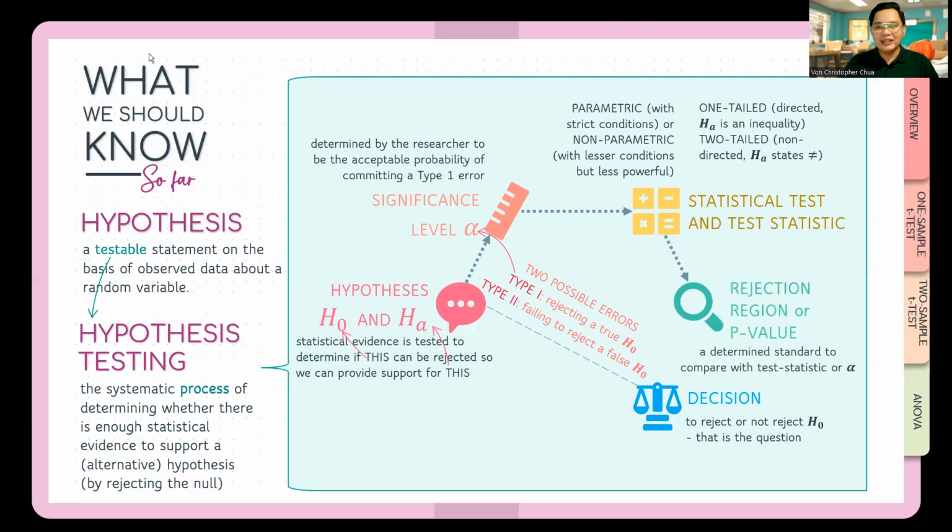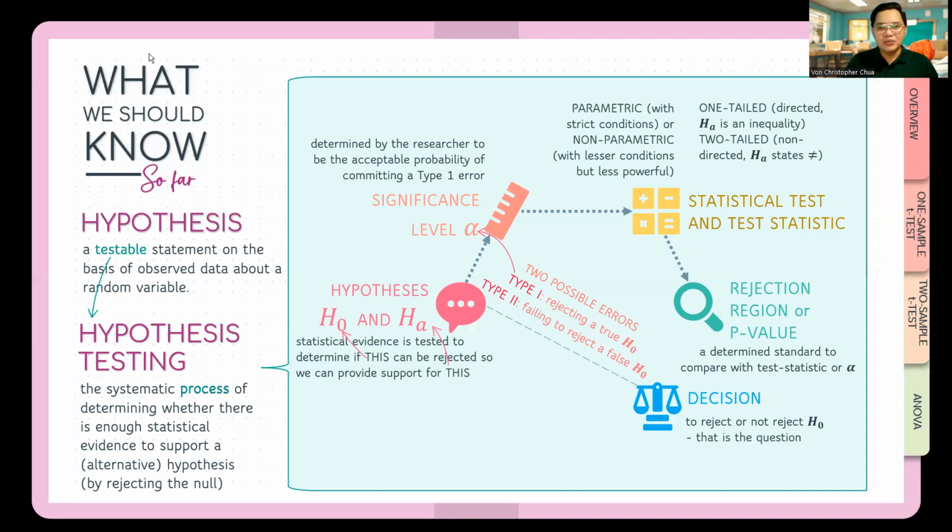Now, once we have identified the appropriate statistical test, we're able to compute what we call the test statistic. So the test statistic is actually the result of the statistical test. I will be showing you some examples later so that you can better understand how the test statistic is computed based on the appropriate test that we determine.